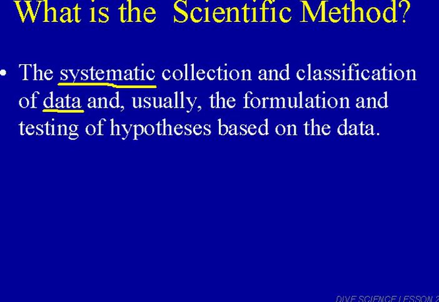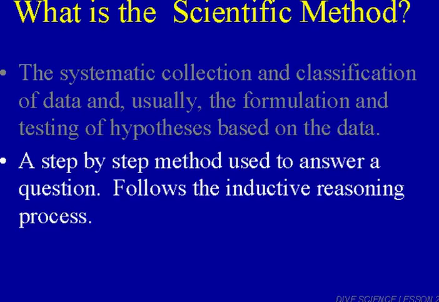And another way to think about the scientific method, this one might be a little bit easier to understand: a step-by-step method used to answer a question. And remember, in Lesson 1 we talked about what inductive reasoning was: a step-by-step method that follows the inductive reasoning process. In other words, we start with facts, things that are observed, and we draw general conclusions based on those facts.